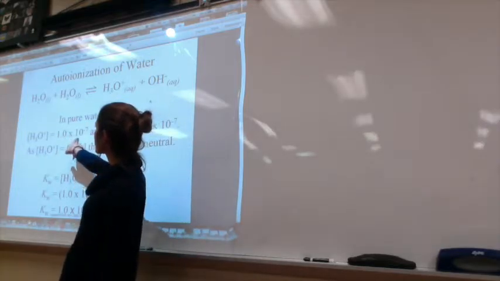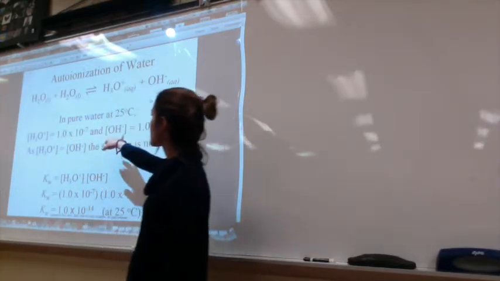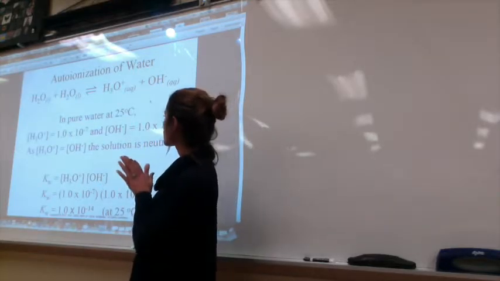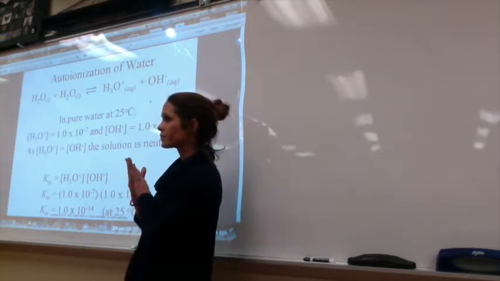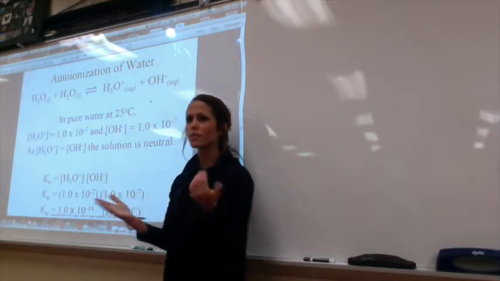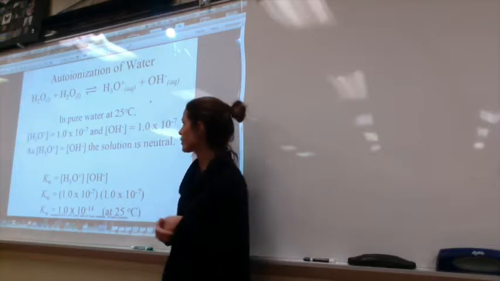So it's telling me that the concentration of H3O+ is 1 × 10⁻⁷, and OH⁻ is 1 × 10⁻⁷, and the concentrations are equal to each other, so the solution is neutral. So that's where we're going to get our pH from. What do you think a neutral pH is? 7. And we're going to look at how to calculate that.